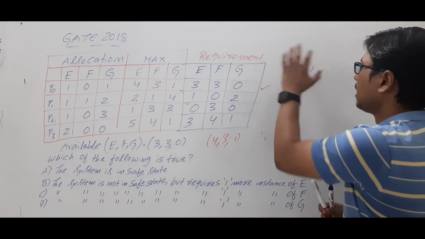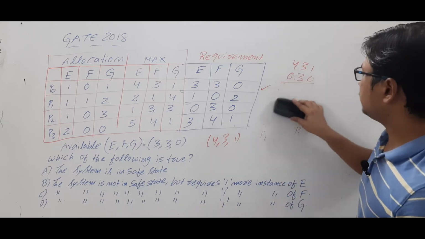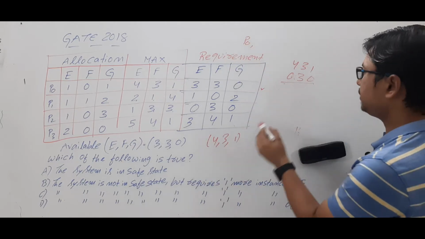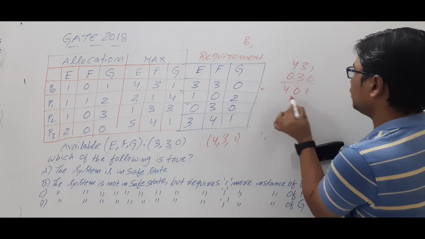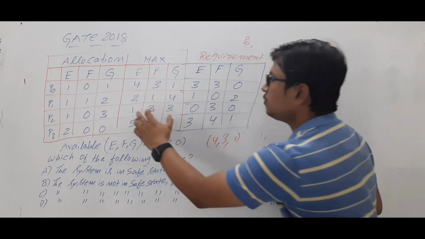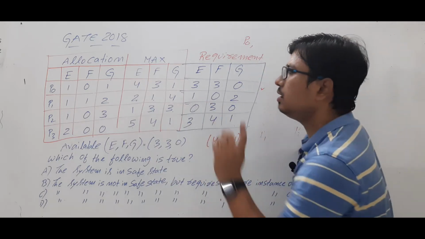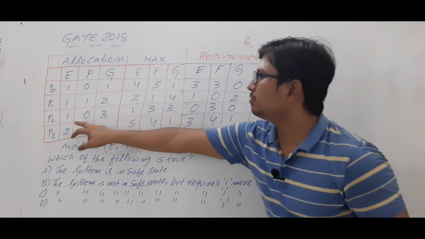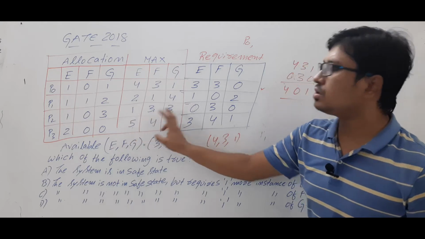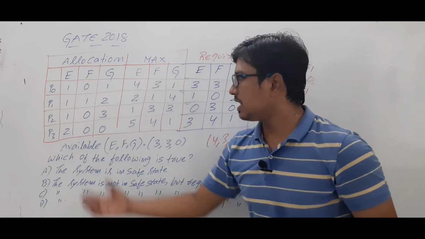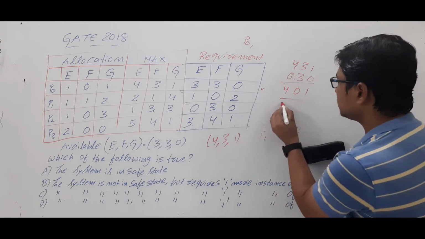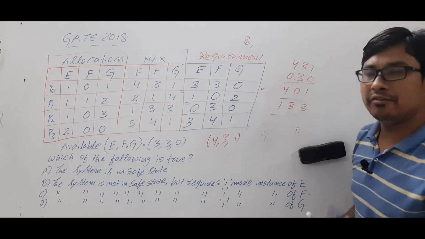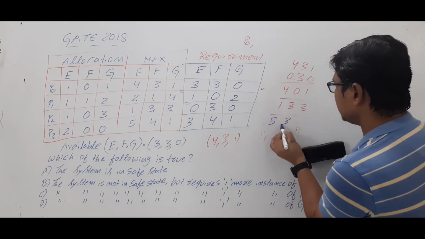We can give to the P2, okay, which will be 0, 3, 0. So we have available 4, 3, 1 and we have given 0, 3, 0 to the P2. So the availability will be 4, 0, 1. Am I right or wrong? And the allocation matrix for the P2 will be 1, 3, 3 because we have given 0, 3, 0. So it will be 1, 3, 3 and its requirement is also 1, 3, 3. So it will complete the task and it will release the 1, 3, 3 resources of E, F, G. So the availability will be 5, 3, 4.